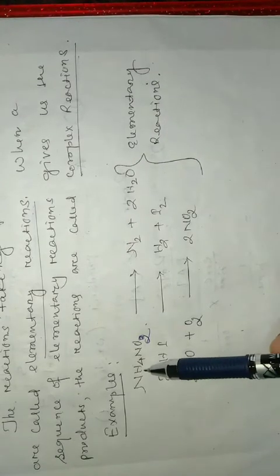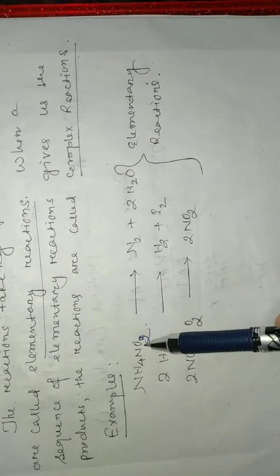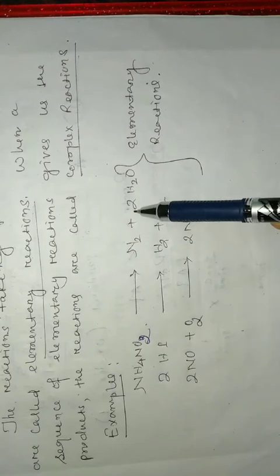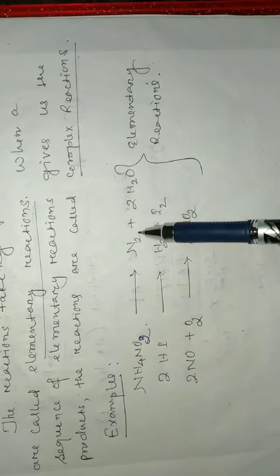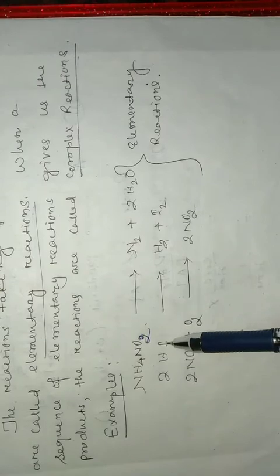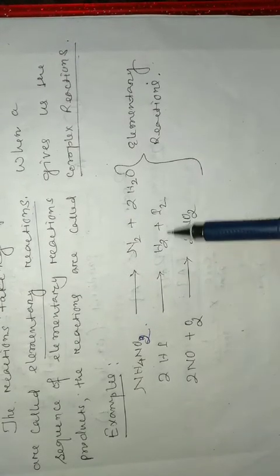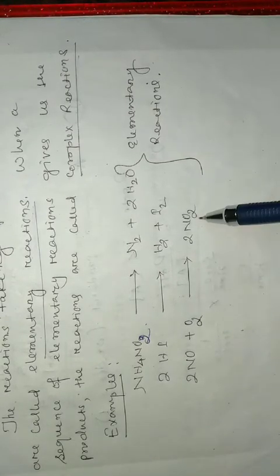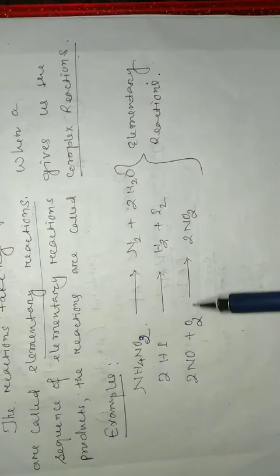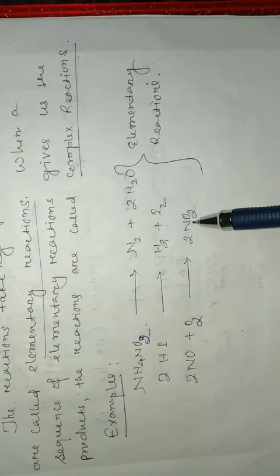So these are three examples of elementary reactions. This compound is ammonium nitrite. When ammonium nitrite is heated, it decomposes to nitrogen and water. It is an example of an elementary reaction. It is completed in a single step. Hydroiodic acid decomposes to hydrogen and iodine, an example of an elementary reaction. Nitric oxide reacts with oxygen and produces nitrogen dioxide, also an example of an elementary reaction.